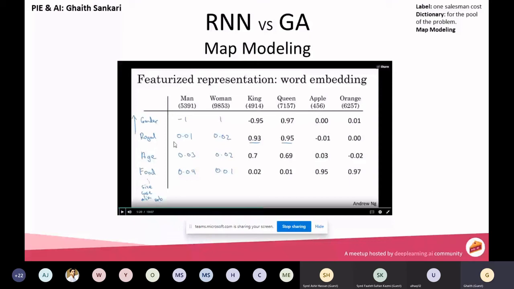Okay, so we need something similar for the cities. For example, I will say Lahore to Karachi is just like Dubai to Abu Dhabi. So the relationship between Lahore and Karachi will be very strong. So we need this kind of map modeling, which is similar to the word embedding. But we are not talking about words. We are talking about centers from the dictionary that we create.